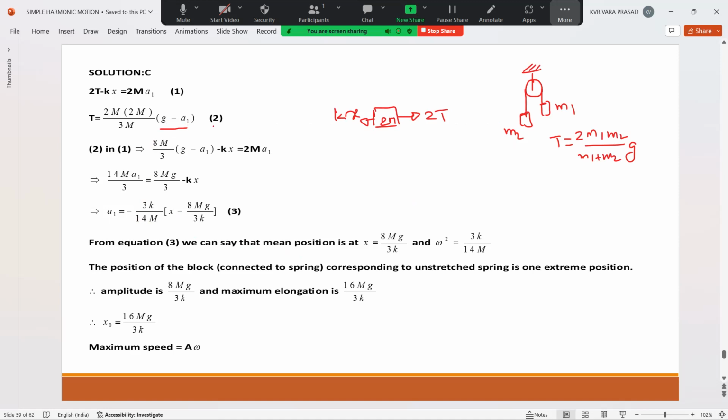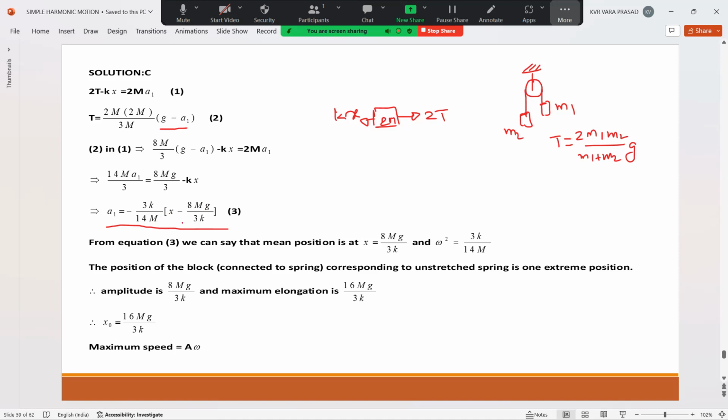Now substitute equation 2 in equation 1. We get 8m by 3 into g minus A1 minus kx equal to 2m into A1. Now rearrange this to get A1. See what we got here: A1 equal to minus something into x minus 8mg by 3k.